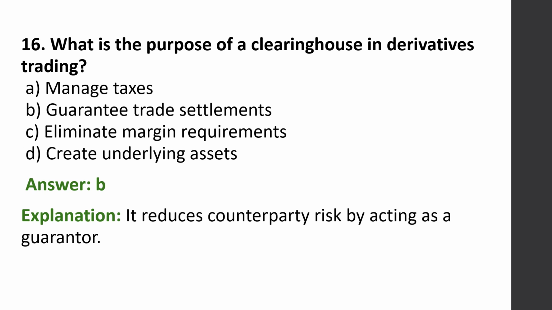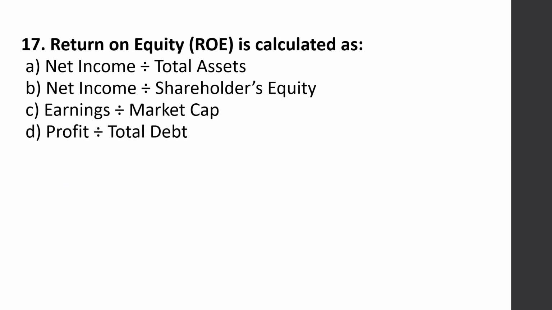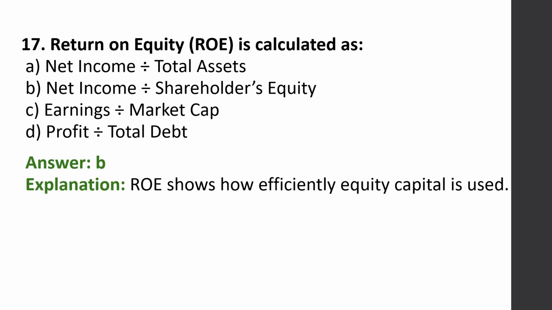Next question. Return on equity is calculated as option A, net income divided by total assets. Option B, net income divided by shareholders' equity. Option C, earnings divided by market capitalization. And option D, profit divided by total debt. Correct answer is option B, net income divided by shareholders' equity.